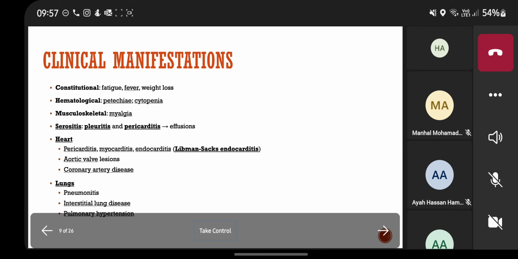Okay, clinical manifestations. The patient can present with constitutional manifestations like fatigue, fever, weight loss, or hematological ones like petechiae and cytopenia. Could be musculoskeletal like myalgia, or serositis, pleuritis, and pericarditis with effusion. There can also be heart problems like aortic valve lesion, coronary artery disease, pericarditis, myocarditis, endocarditis, or pneumonitis in the lung, interstitial lung disease, and pulmonary hypertension.